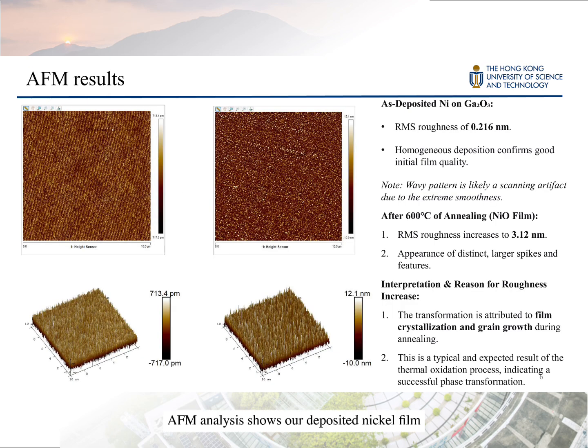AFM analysis shows our deposited nickel film is exceptionally smooth. After annealing to form nickel oxide, roughness increases over tenfold. This significant change occurs because the heat treatment crystallizes the film, forming distinct NiO grains and new boundaries. Therefore, the increased roughness confirms the successful transformation into a polycrystalline semiconductor oxide.